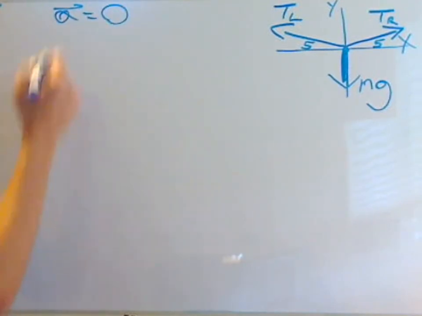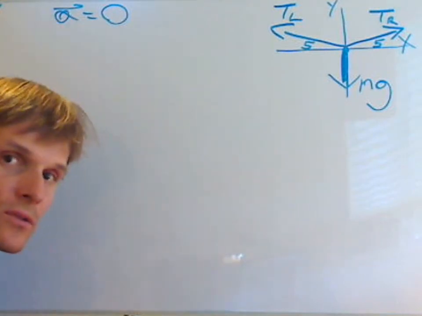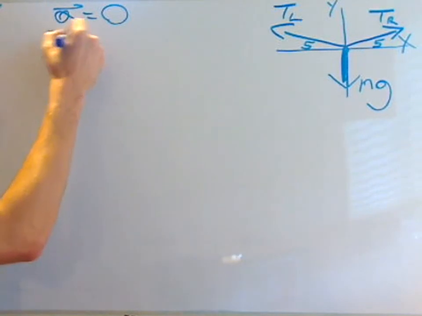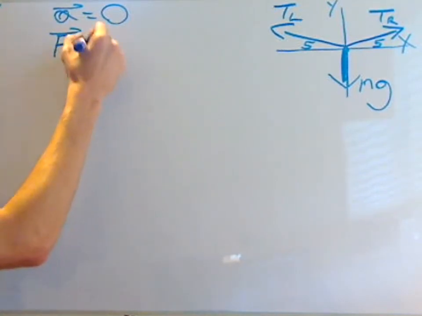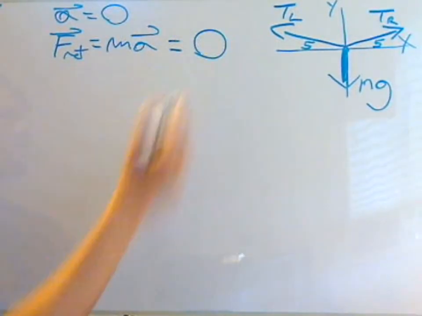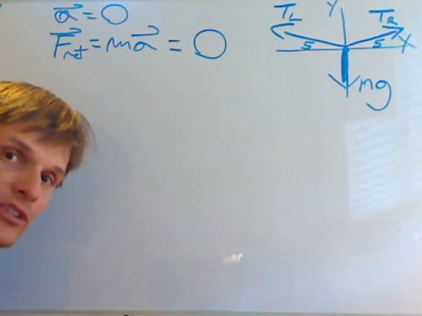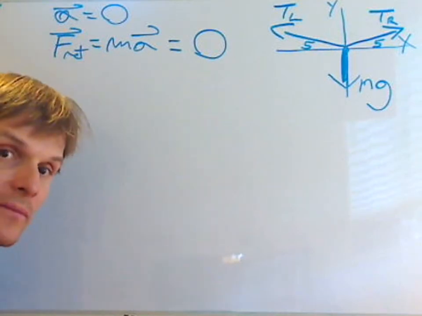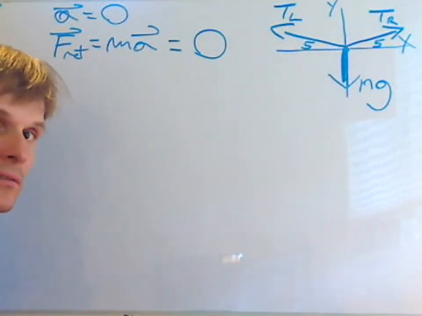Now, we know that this little part of the rope is stationary. So acceleration equals 0. This is an equilibrium problem then. So if acceleration equals 0 and we use Newton's second law, the net force, which is mass times acceleration, is 0. So what that means is the net force, the total force, the sum of all these force vectors adds up to 0. They're all canceling one another out.